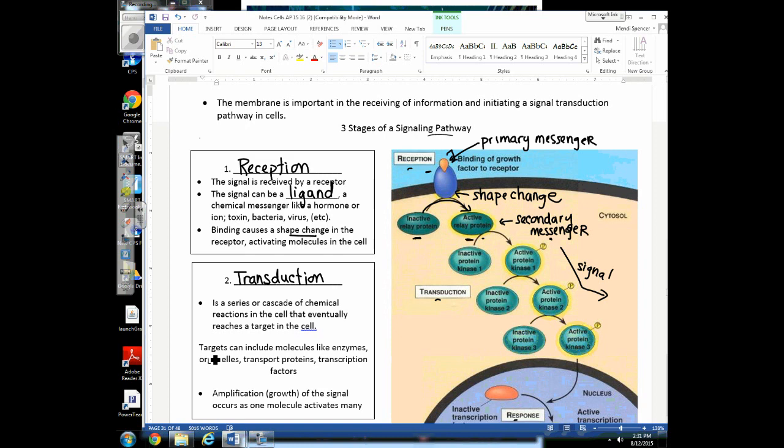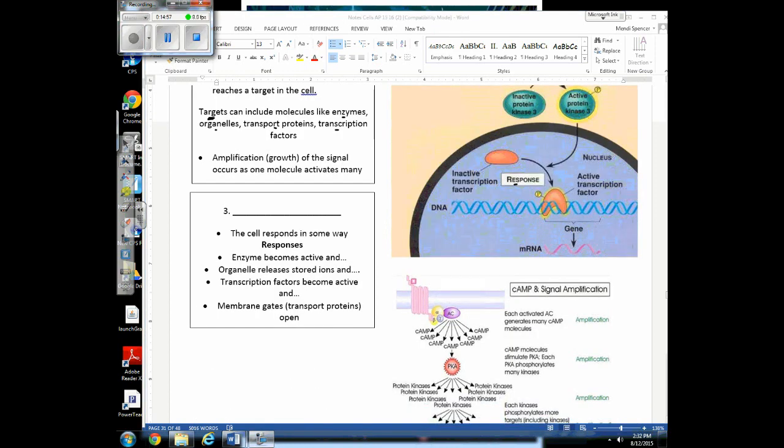And eventually this signal is going to reach some target in the cell, and it just depends on which hormone or signaling molecule activated which receptor protein. But targets include things like enzymes. They can become activated, or organelles can be affected, or transport proteins can be altered, or transcription factors. In this diagram here, the target is a transcription factor, which is found right here.